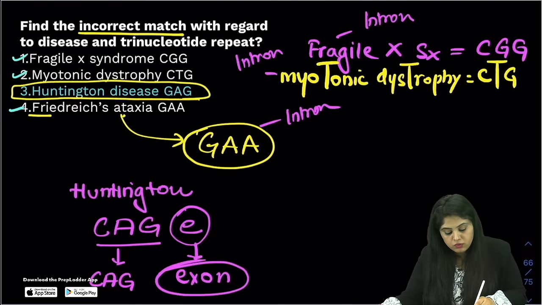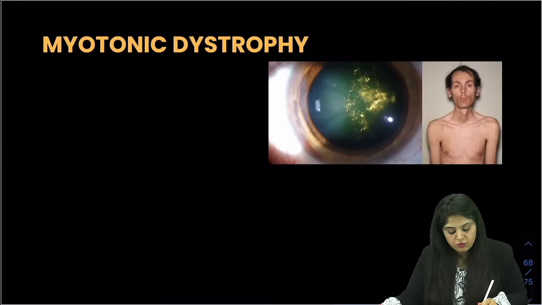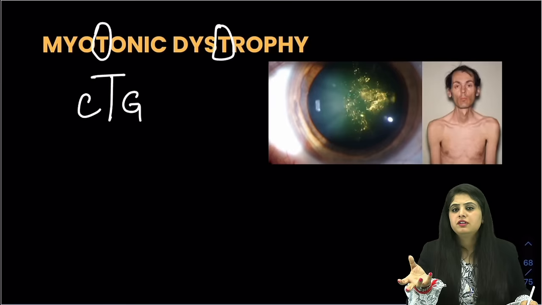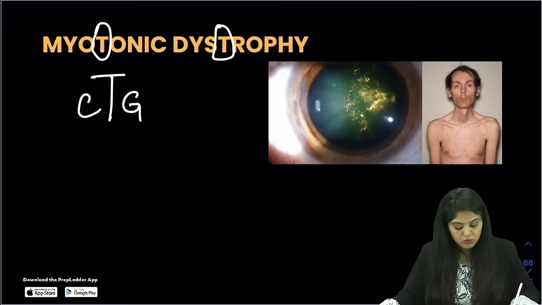Now going on, so we have finished fragile X syndrome. Let's talk about myotonic dystrophy. What did I tell you? T comes in the center, so CTG is what we are going to think about. That is myotonic dystrophy. And there's a very famous USMLE mnemonic, which nowadays all of you are very fond of, that First Aid book, I know. So you know exactly how USMLE mnemonics go.